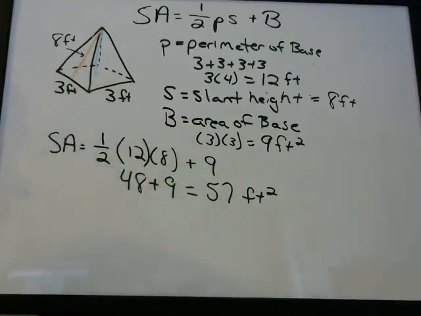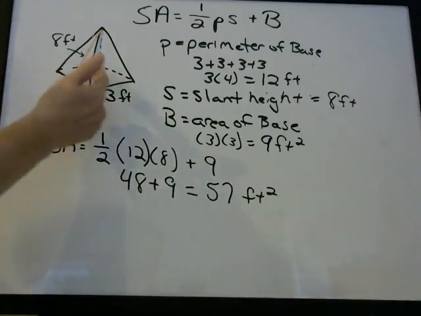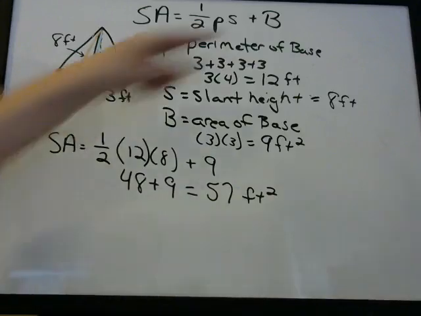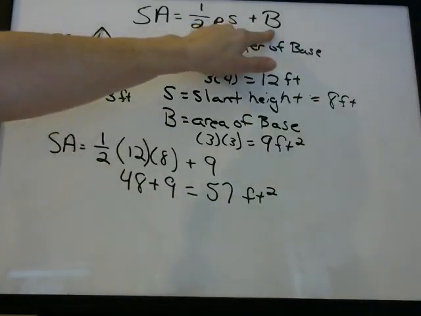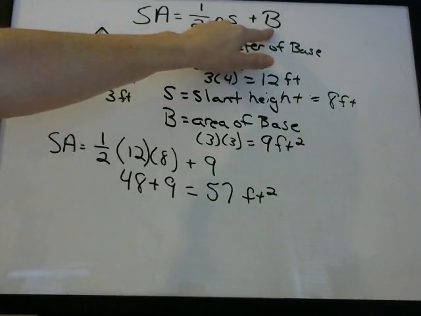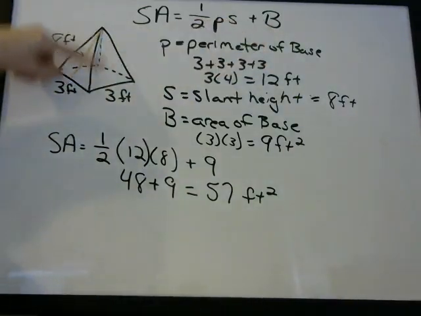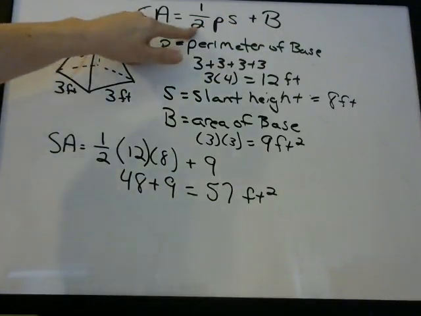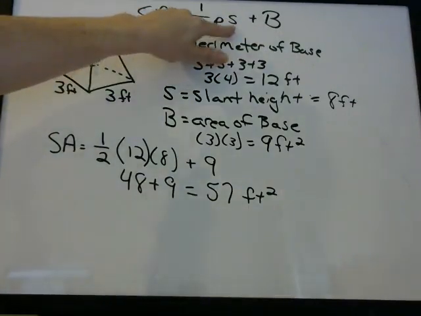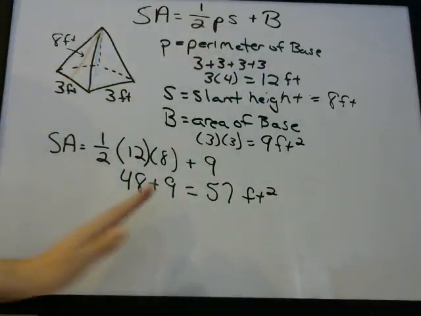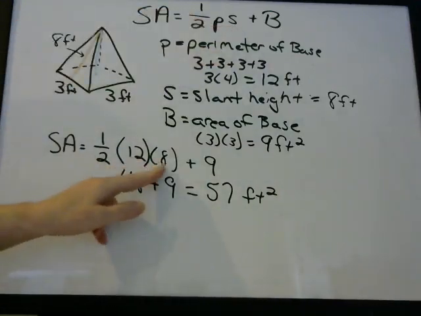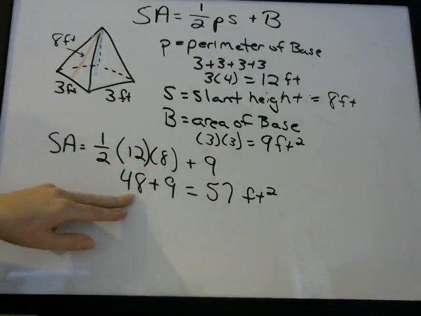So if the problem says find the surface area of this pyramid but do not include the base, let's say you're going to paint something and it's sitting on the ground. Well, you're not going to paint the bottom. So you need to know that you don't need this part of the equation. You don't need the area of the base. You just need the area for these four sides, four triangular sides. That's given by 1/2 times perimeter times slant height. So in that case, it would just be 1/2 times 12 times 8, which we got to be 48.